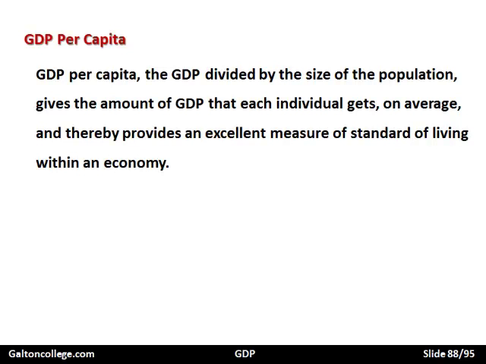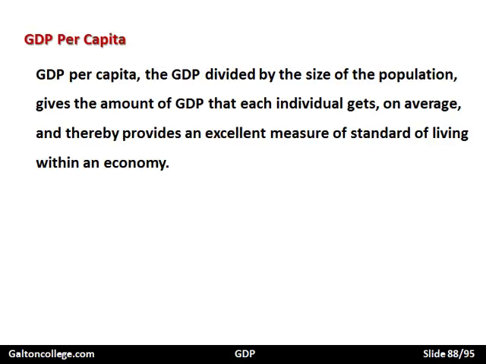GDP per capita, the GDP divided by the size of the population, gives the amount of GDP that each individual gets on average, and thereby provides an excellent measure of standard of living within the economy. So we look at the gross domestic product for the country. What are the items produced within the country? And divided by the number of people living in the country, on average, that tells us the standard of living.